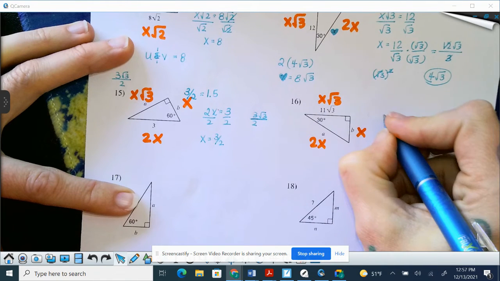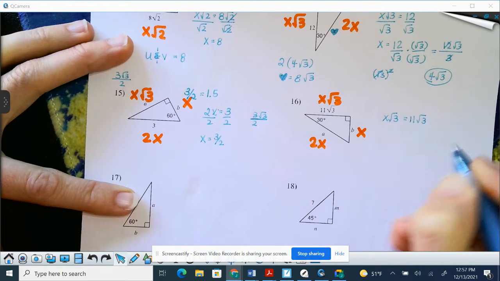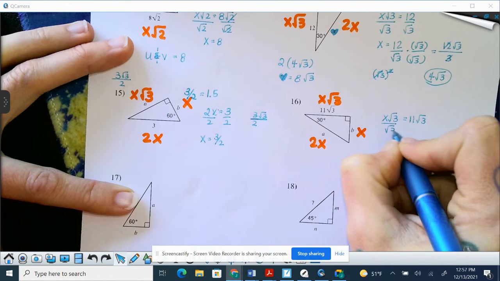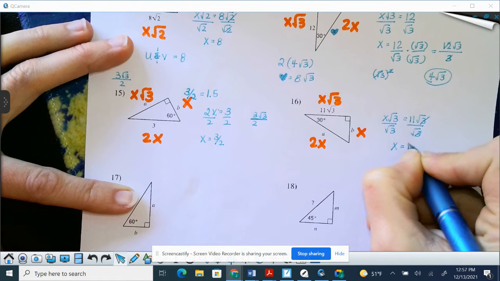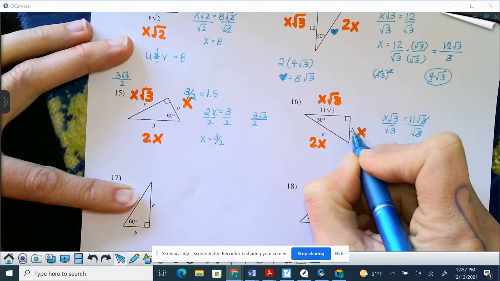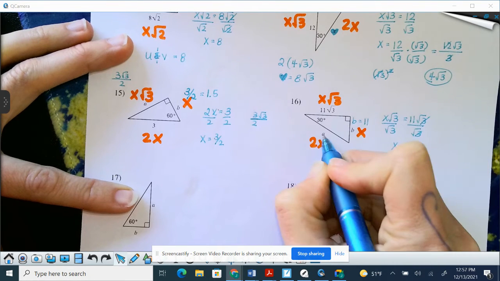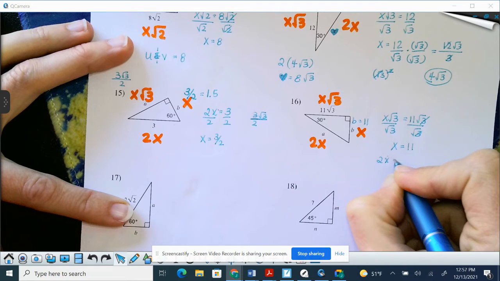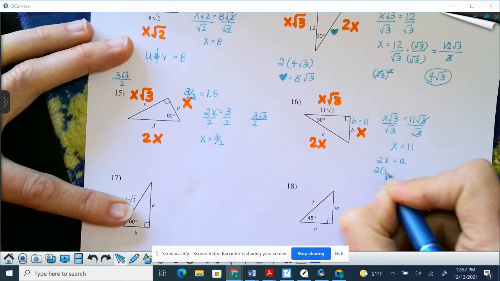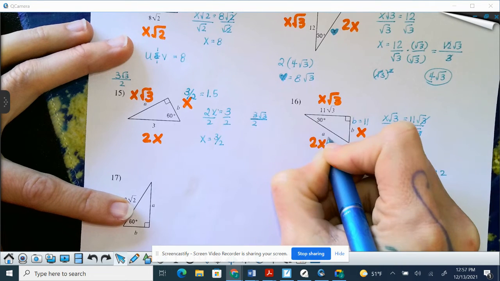But as far as algebraically and just making sure we're understanding our y's, we're going to divide both sides by square root of 3. These will cancel out. So x in our ratio is going to equal 11. So that means B is going to equal 11 because that's where x goes. So B equals 11. And then A is 2 times x, so 2x equals side A. So that means 2 times 11 equals A. So A is going to give me 22. So then this side is 22.